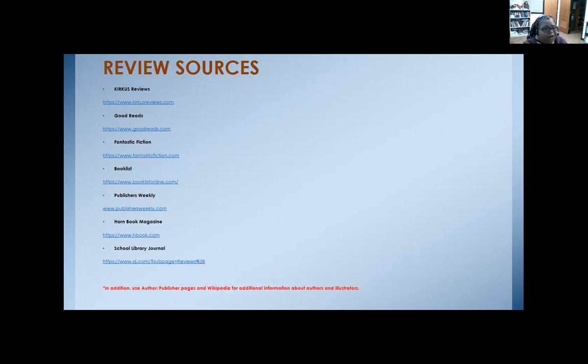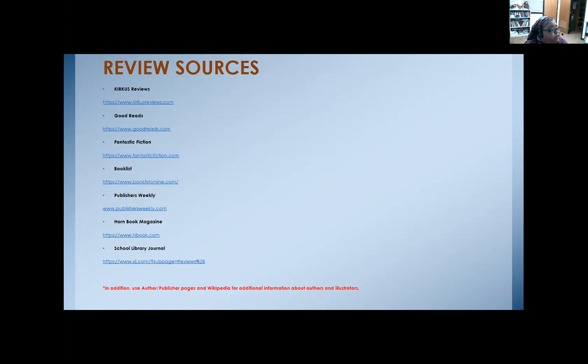So it's a good way to really get an idea of the book. Fantastic Fiction gives you author information. It doesn't really give you a synopsis of the book, but it does usually have a photo of the author and it gives you some basic author information.